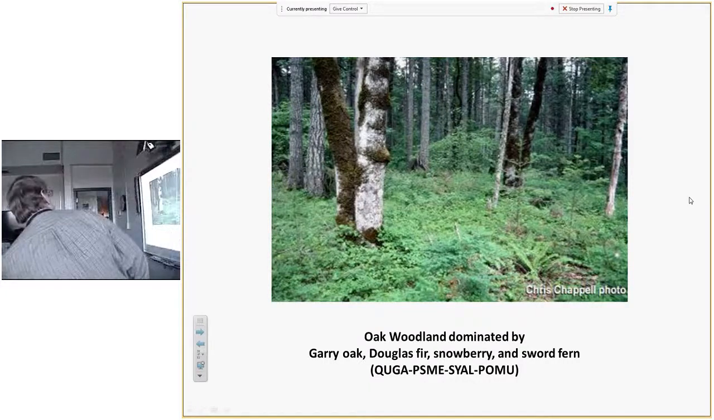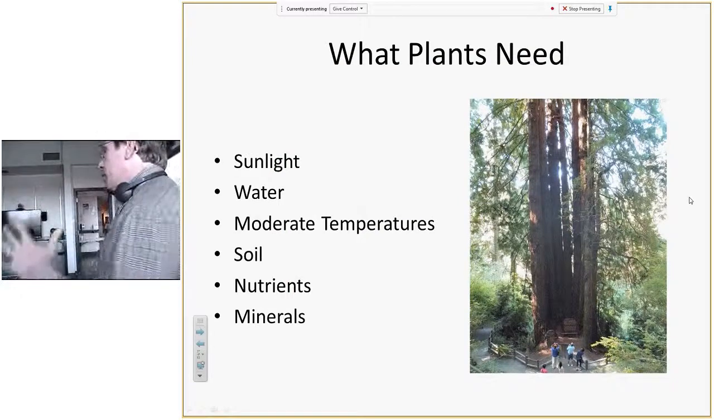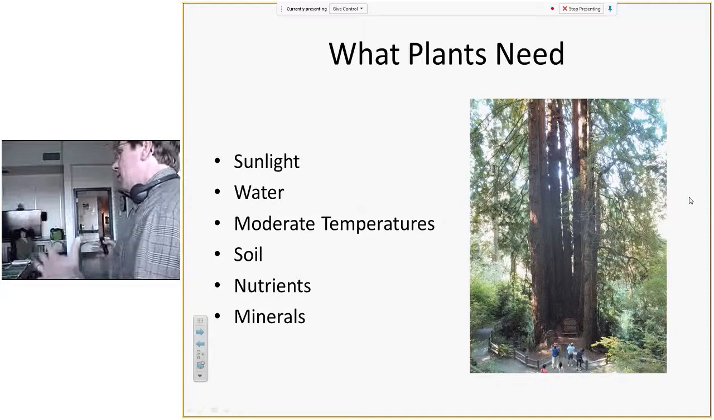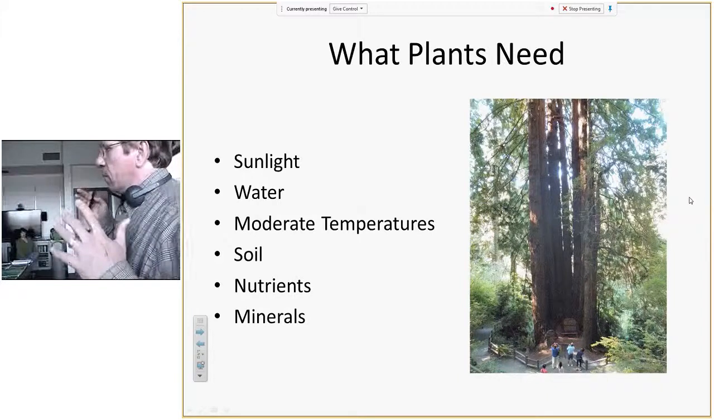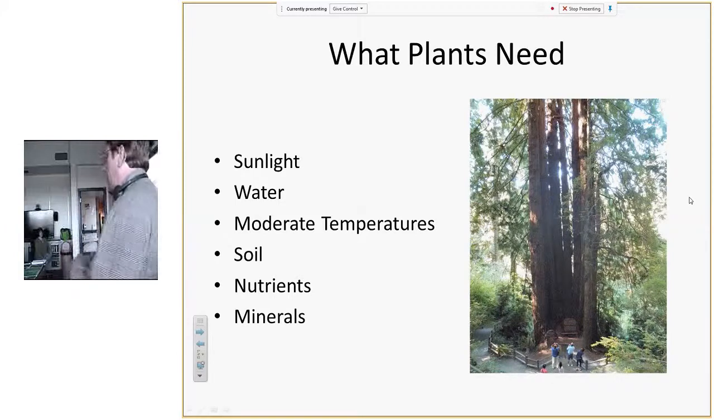All right. So, I've characterized some of the target plant communities and what their names and species are, but then you've got to understand why they appear in certain city parks. Other areas have a deciduous forest. So I thought I'd just delve a little bit into what plants need.